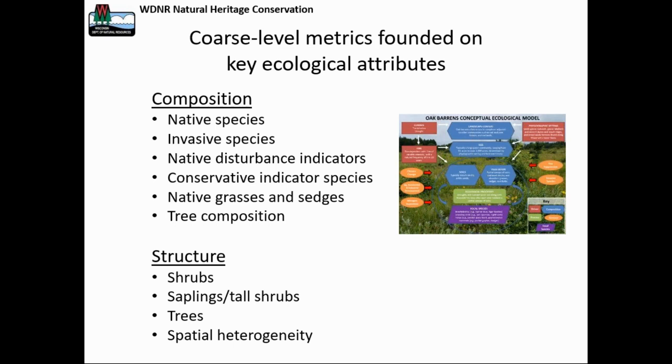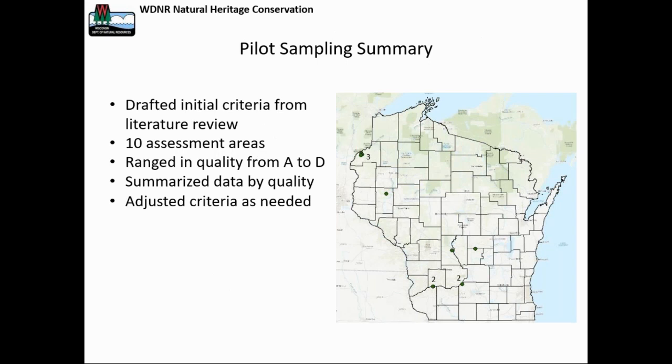So we started with this list, or maybe a modified list of this, and then we did some pilot sampling across the state. We drafted initial criteria, initial metrics from the literature, and then we went out and tested them ourselves on a number of sites across the state. We looked at a total of 10 assessment areas, so not a huge sample size, but enough to get a representative sample across the site. Those sites ranged in quality along that ecological integrity gradient from really high quality sites that we would call an A to low quality sites or a D.